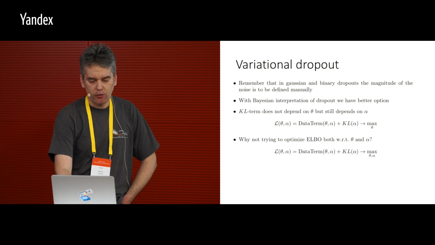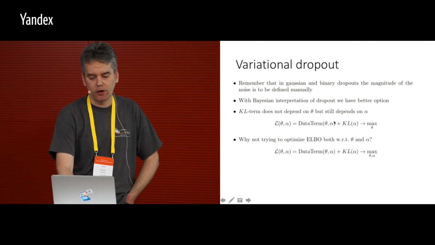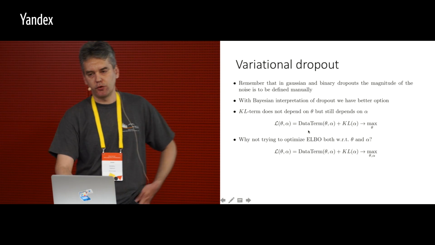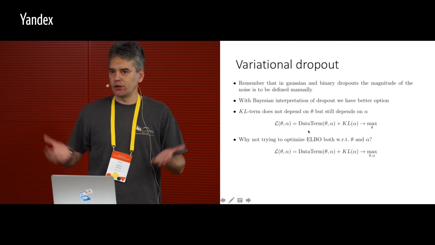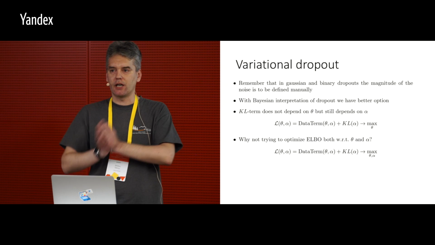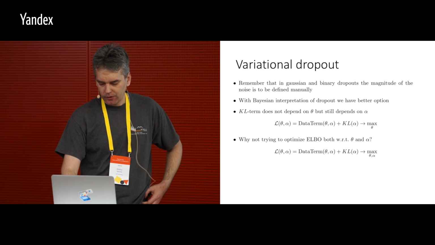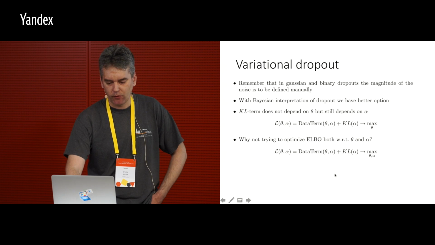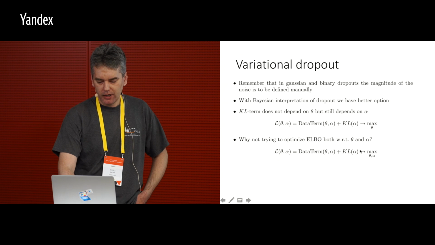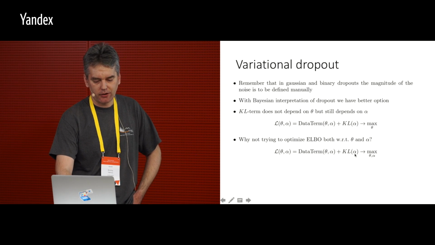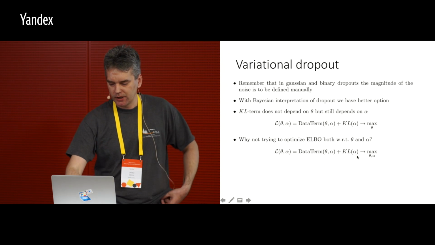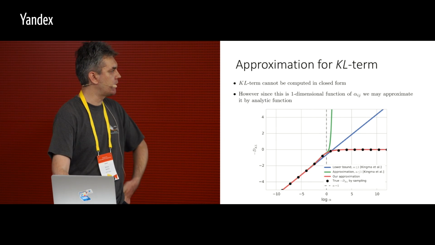But now we know that during Gaussian dropout, we actually perform variational inference and we optimize the sum of two terms, the data term and the KL term. Then the question arises: why not optimize this ELBO with respect not just to theta, but to theta and alpha? Is it possible? And the answer is yes. In order to do this, we first need to understand how to compute this KL divergence and how it depends on alpha. But fortunately, this KL divergence can be split into a sum of one-dimensional KLs, and each one-dimensional KL can be approximated using analytic functions.